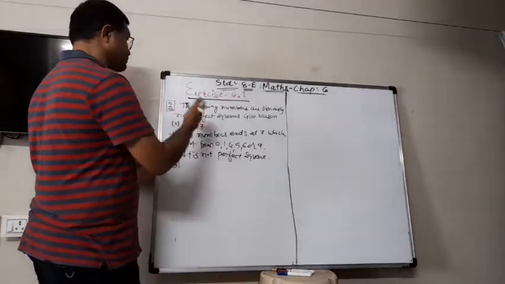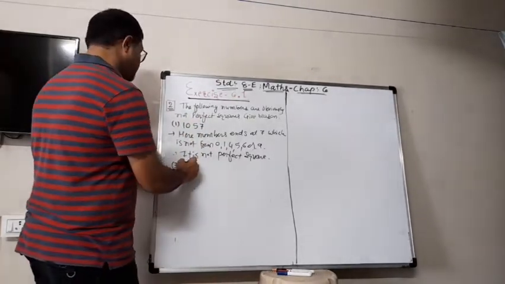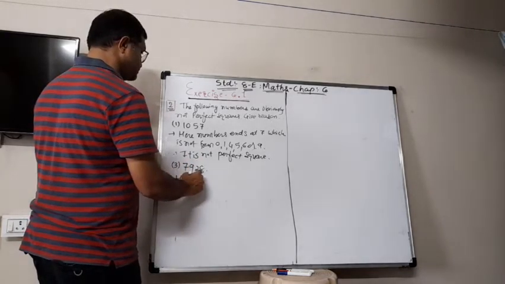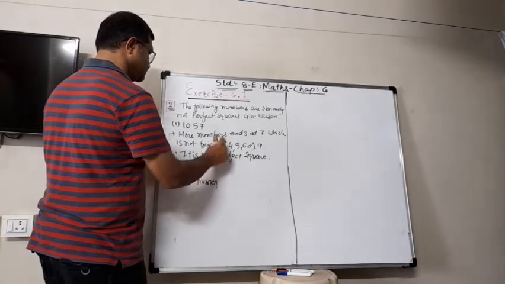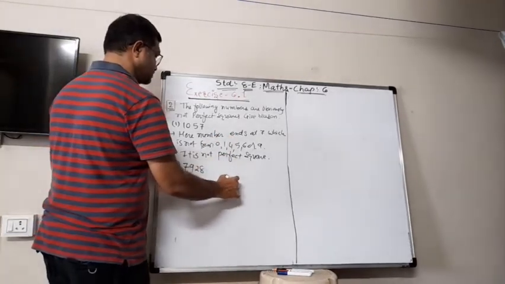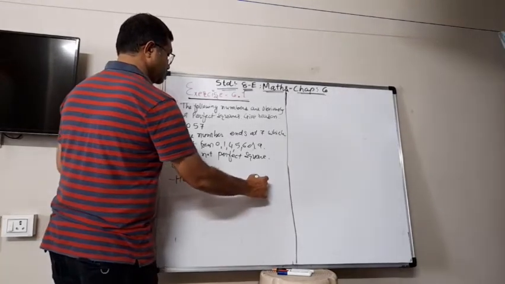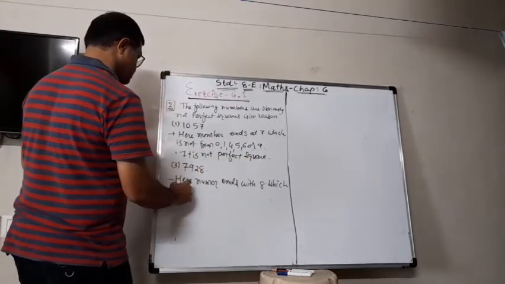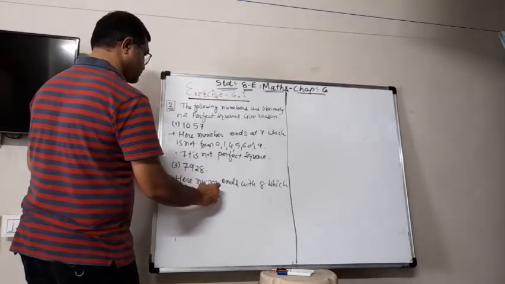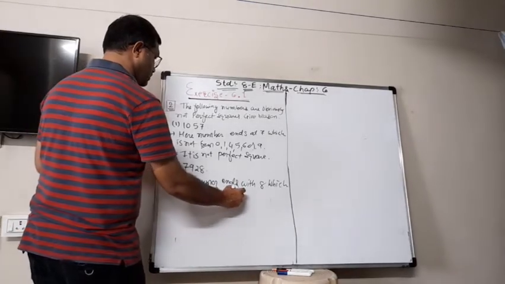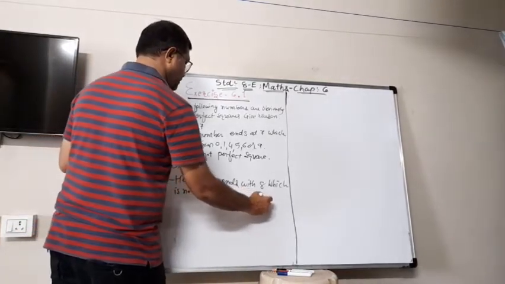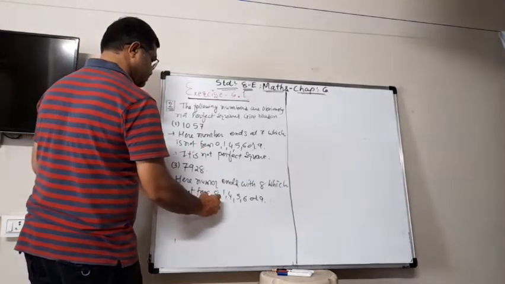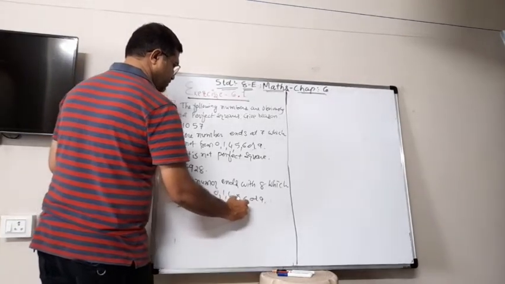Third one, here also we are skipping one. 7928. So here the number ends with 8, which is not from 0, 1, 4, 5, 6 or 9. Therefore, it is not a perfect square.